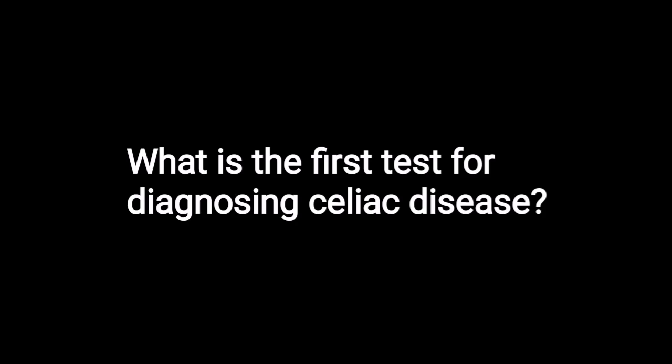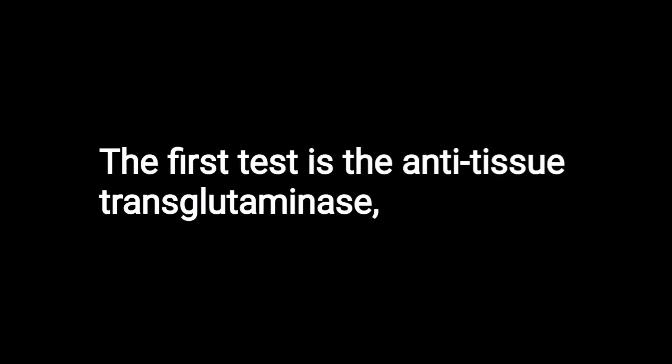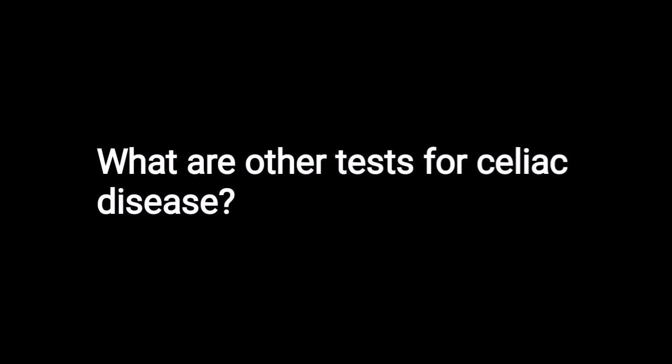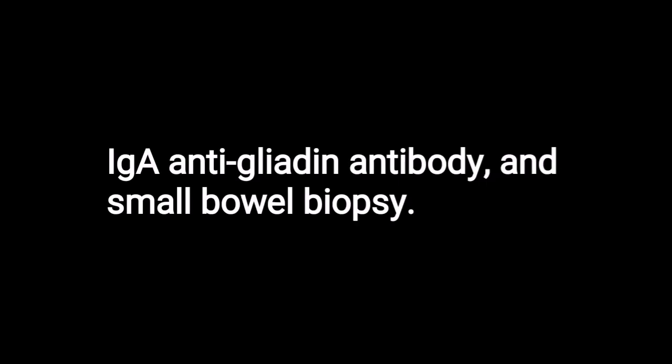236. What is the first test for diagnosing celiac disease? The first test is the anti-tissue transglutaminase, TTG, antibody test. 237. What are other tests for celiac disease? Other tests include anti-endomysial antibody, IgA anti-gliadin antibody, and small bowel biopsy.